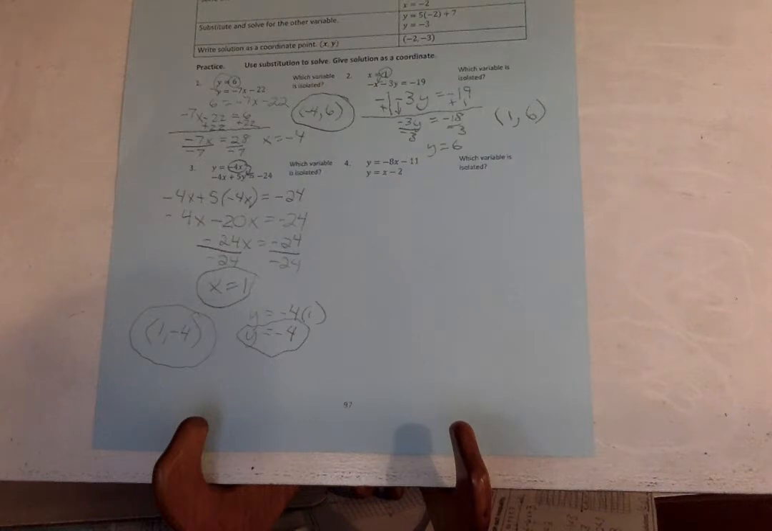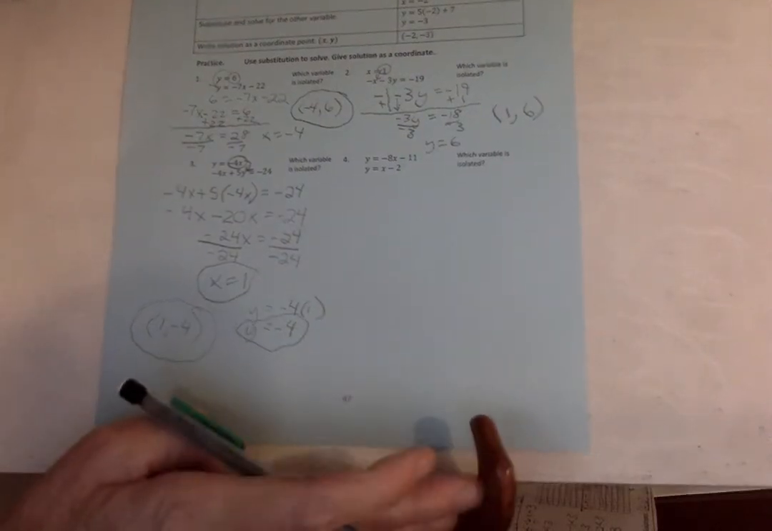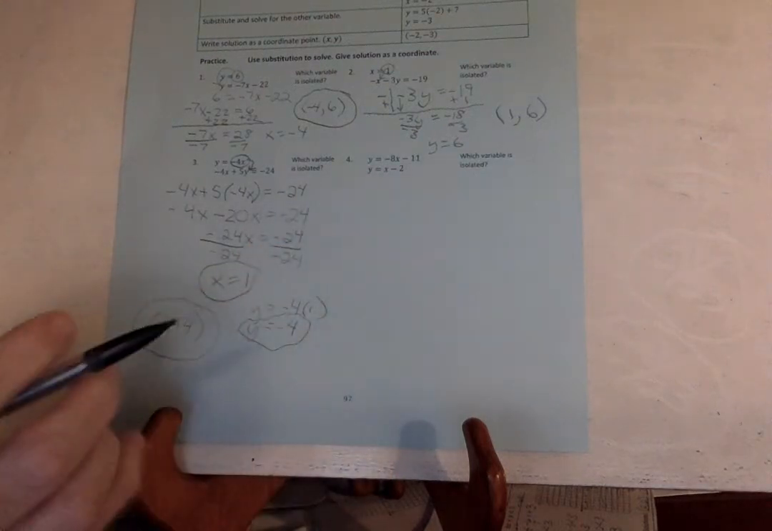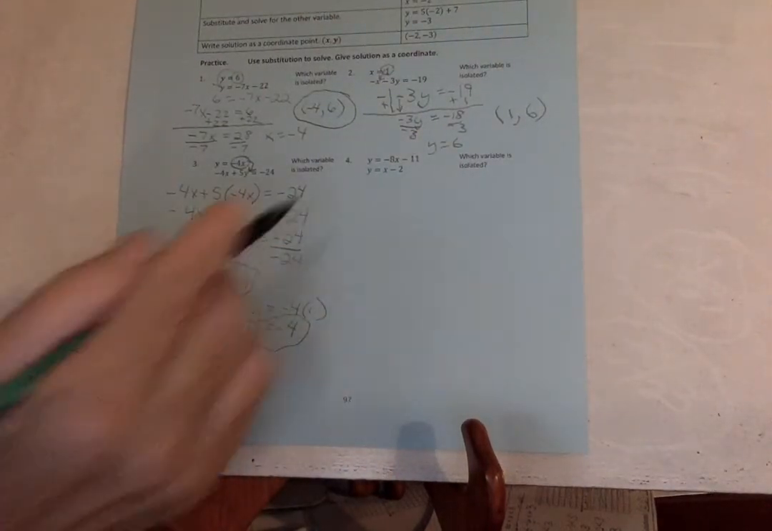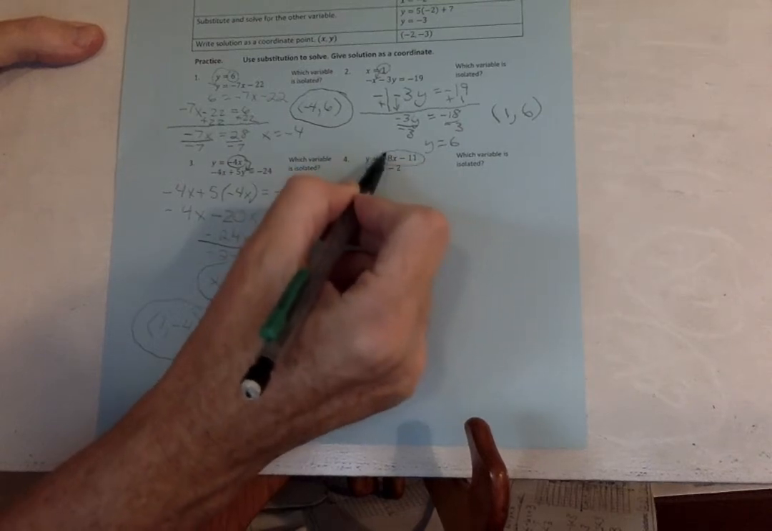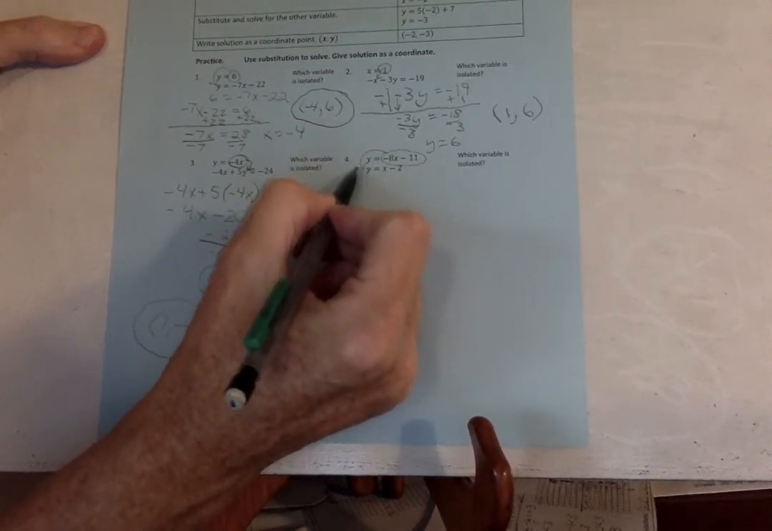Okay, you can stop the video now and see if you can go on. I'm going to go ahead and continue on and do number 4. Okay, so which variable is isolated? Well, they're both y equals. So I'm going to go ahead and take this first one and substitute it into the second one.